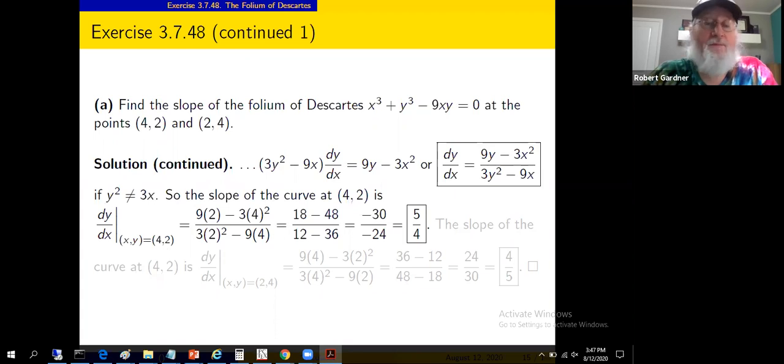I plug 4's in for x's here and here, yeah, here and here, and 2's in for y's, here and here. I do the arithmetic, I get 5/4. They wanted to know the slope of the curve at (2, 4).